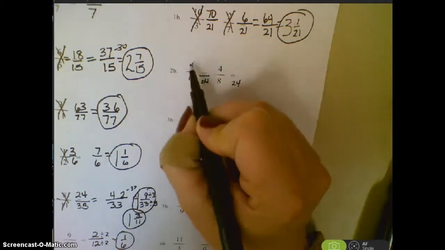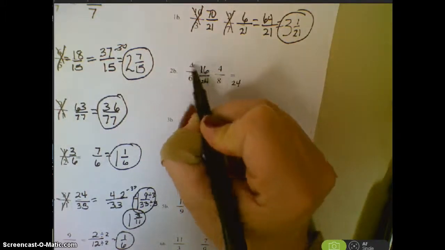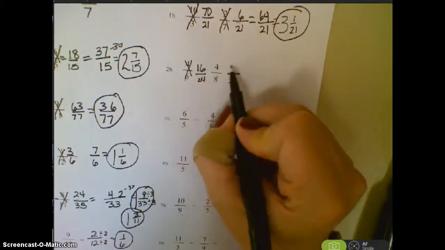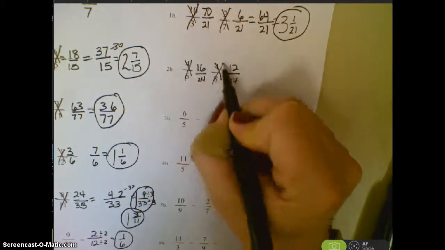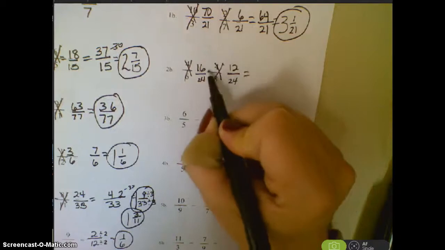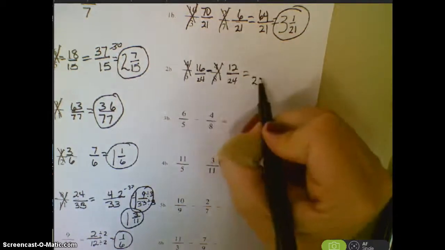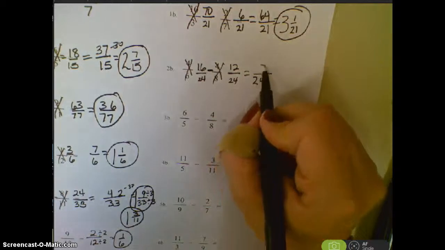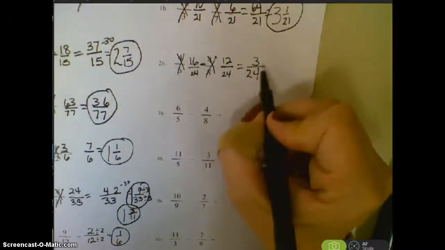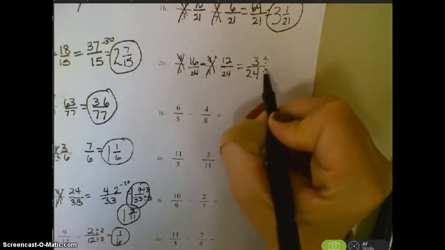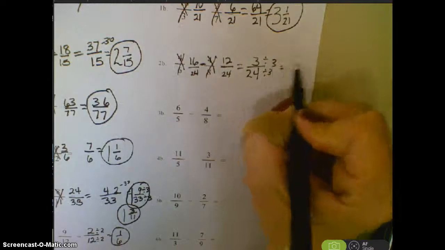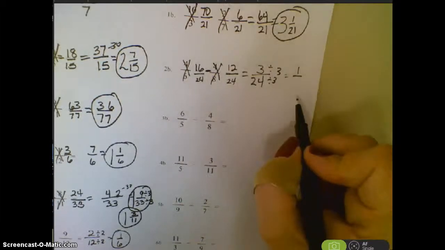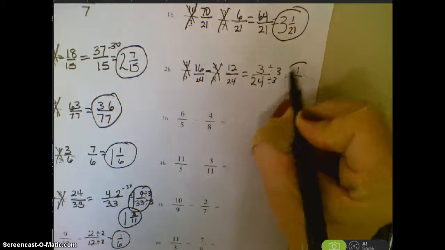6 times 4 is 24. 4 times 4 would be 16. 8 times 3 is 24. 4 times 3 is 12. We'll go at it that way. And then we'll subtract. Remember, we're subtracting this time. Denominator stays 24. And I think we get 3 24ths. And we can divide both of those by 3 over 3. And we end up with 1/8 for an answer.